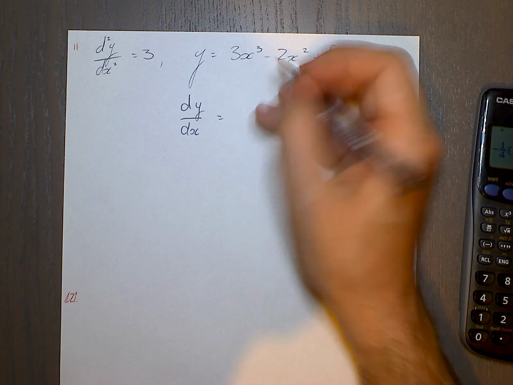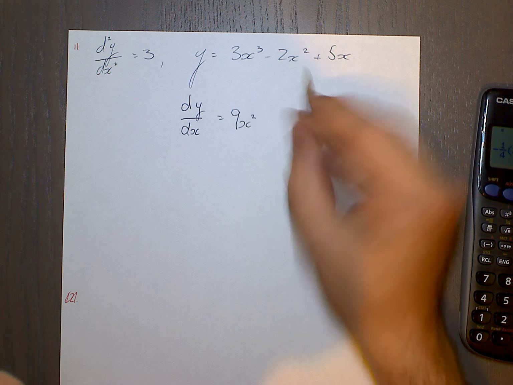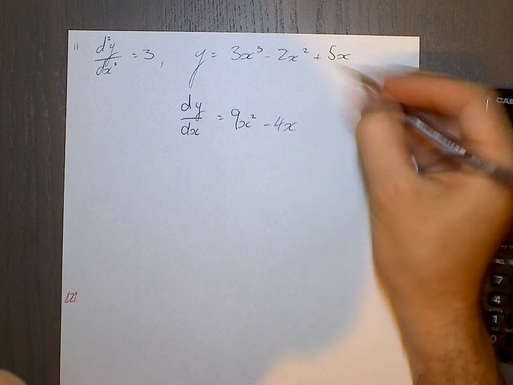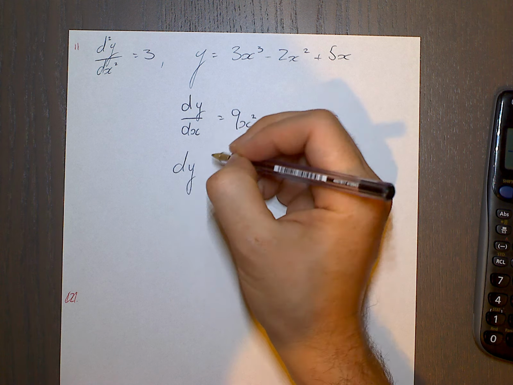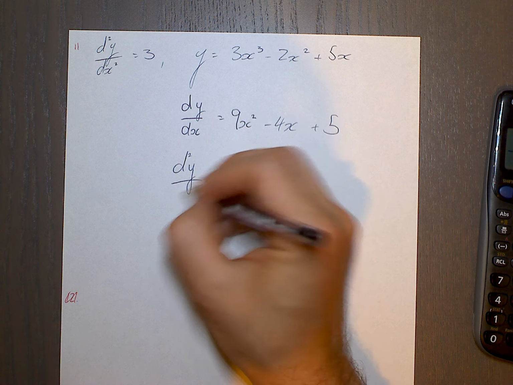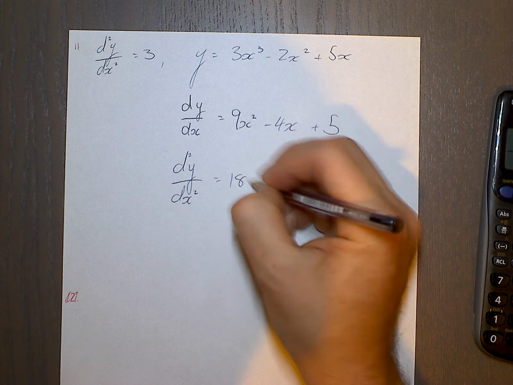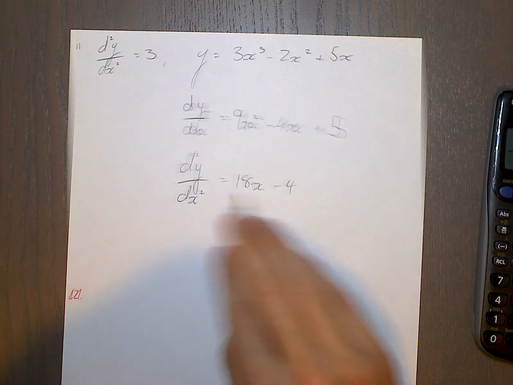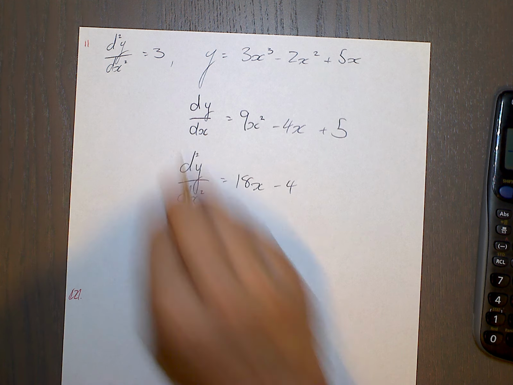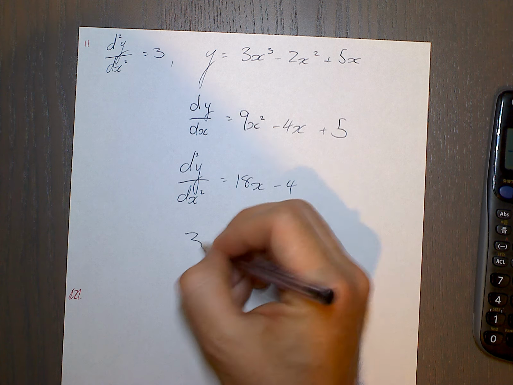Okay, 3 times 3 is going to be 9 squared. That's going to be -4x plus 5. dy, that's 2. dx, 2. That's going to be 18x, that's going to be -4, and that goes away. Okay, so we got this. Now this equals 3. Okay, so we're going to substitute our 3 into that.